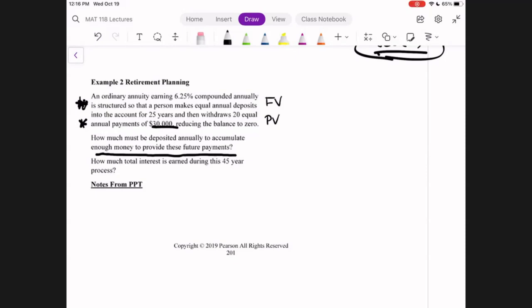So the first thing that would be useful is, well, I know for 25 years, I'm going to take out $30,000. Sorry, not 25 years. The last 20 years, I'm going to take out $30,000 every year. So from a present value perspective, we're going to use this formula here.